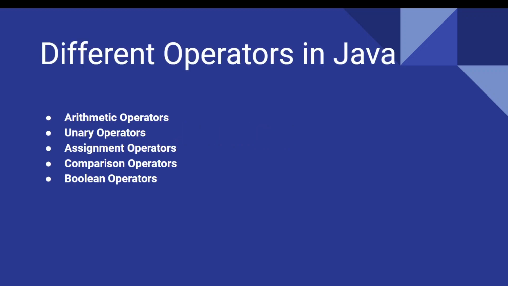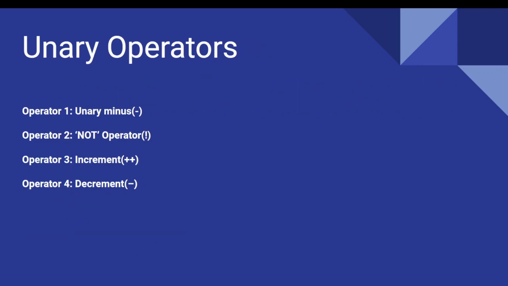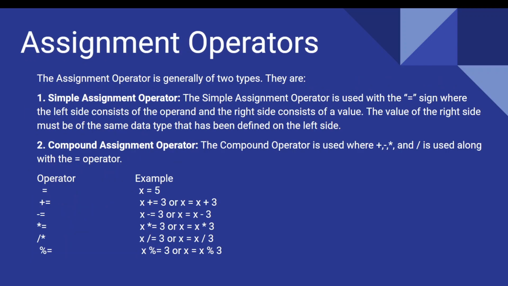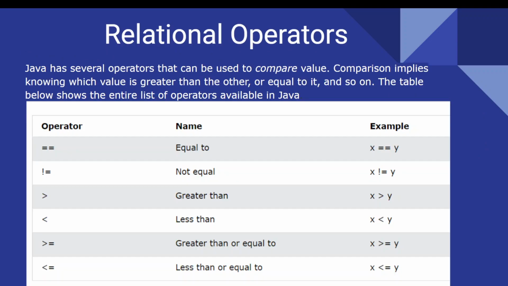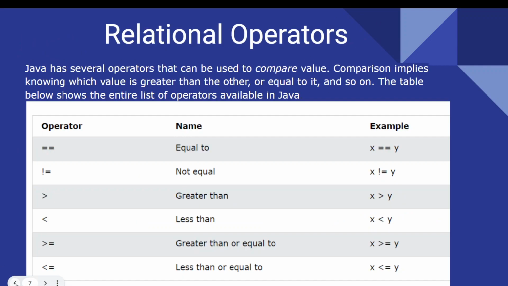In the last video, we saw what an operator is, what an arithmetic operator is, unary operators, and escape sequences. So in this video, we are going to see assignment operators, relational operators, and Boolean operators. Now let's see what an assignment operator is.